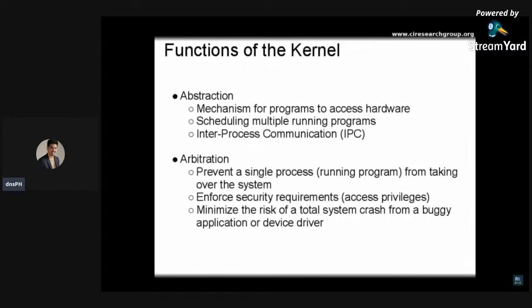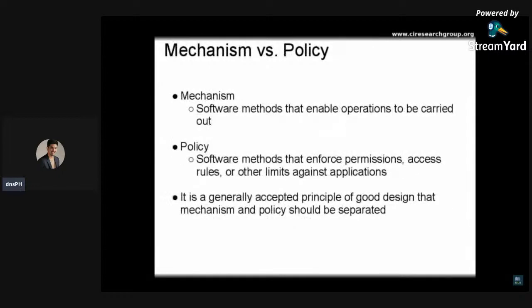It's important to distinguish between mechanism and policy when discussing the internal components of an operating system. Mechanism, put simply, is the software methods that enable operations to be carried out. An example of a mechanism would be code that, implemented inside a device driver, sends a message to a device that causes that device to blink a light, enable a camera, or perform some other hardware level operation.